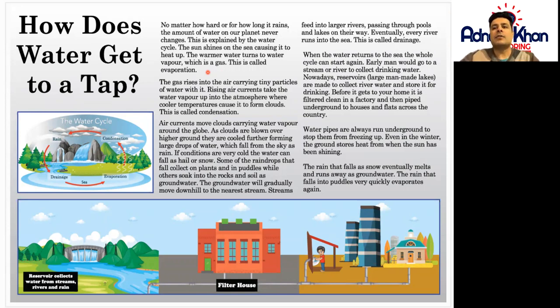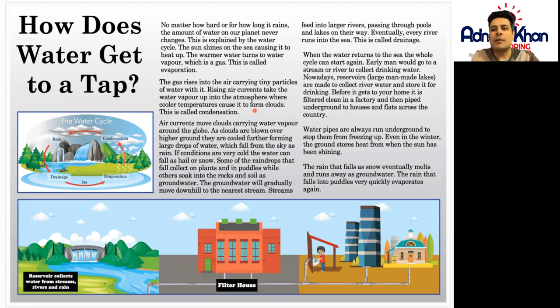This gas rises into the air, carrying very tiny particles of water with it. And these rising air currents take the water right up into the atmosphere where the cooler temperatures, remember, the higher we go, the cooler it gets, form this rising water vapor into clouds. And this process is called condensation, okay?